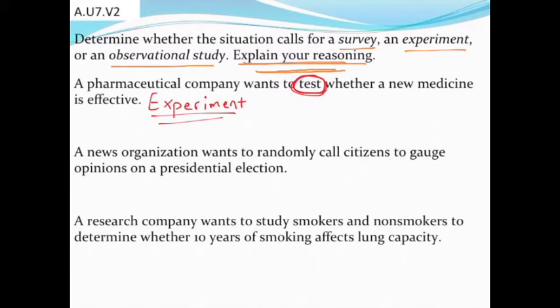Scenario number two. You can go ahead and read it if you want to. Give me a second here. A news organization wants to randomly call citizens and gauge opinions on a presidential election. So once again, usually there's a word or two that tell me what I'm looking for. This time it's the word opinions. Because I'm trying to collect opinions from people, a survey would definitely be the way to go. I can ask some questions, get people's viewpoints, and collect data pretty easily that way.